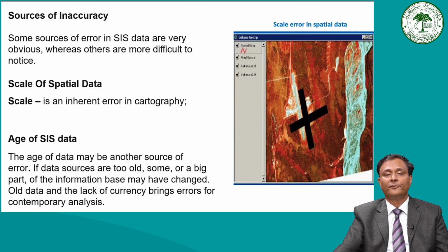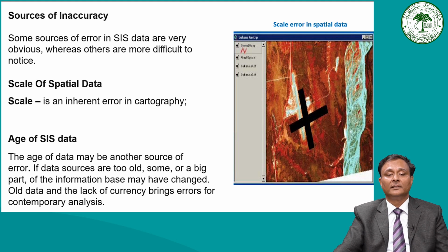Then errors at the time of transfer or conversion. While transferring and converting the data, as we said, there are different formats, and in this process also errors may come. And in some cases the data may also be lost during the course of transfer and conversion. So this data loss and conversion of different data formats, both in some way bring some kind of error into the spatial information.